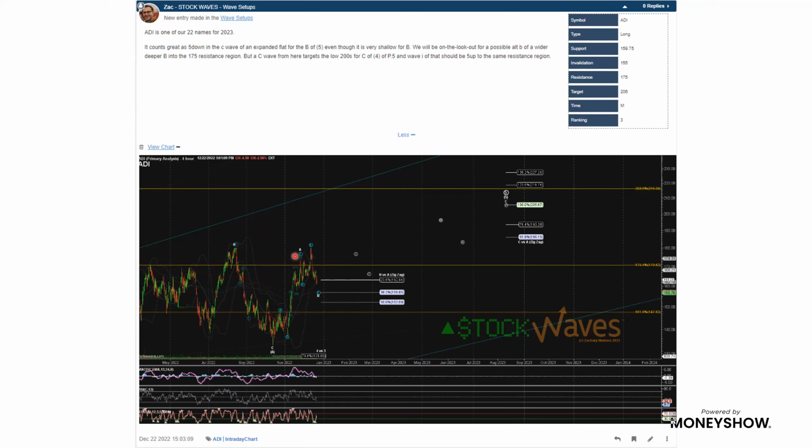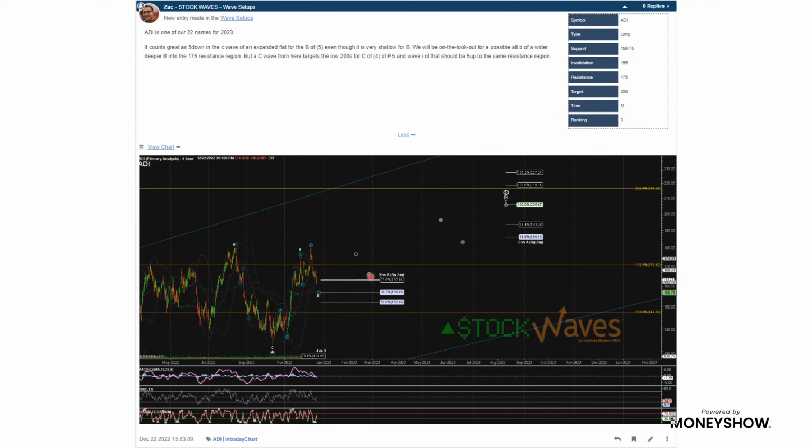But because of the context of all of SMH and all the other semiconductors, it gave us a lot more confidence to add ADI as a very nice high, shallow, expanded flat consolidation for this B wave. So we set support at 159.75, which is just a little bit under where the price was right now, coming at 160.